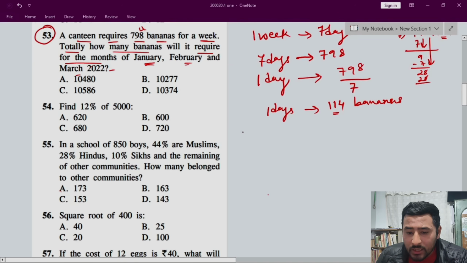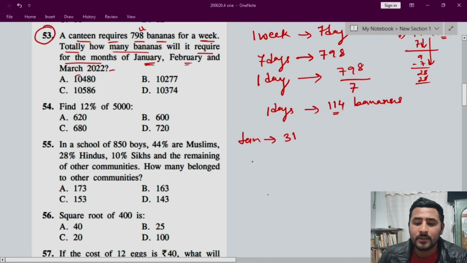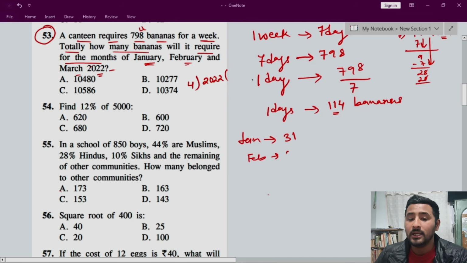So do it this way. January has how many days? January has 31 days. Then for February, you have to remember whether it is a leap year or not. So is 2022 a leap year or not? How will you know? The method for a leap year is to divide the year by 4. If it is completely divisible by 4, that means it is a leap year. If it is not completely divisible by 4, then it is not a leap year.